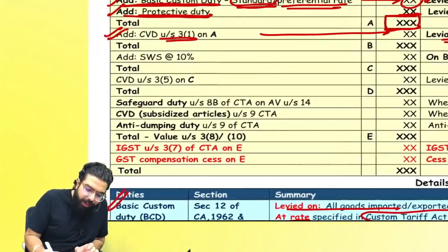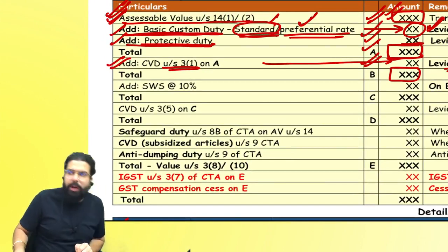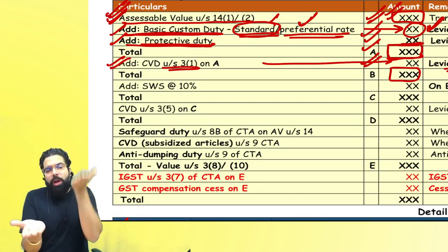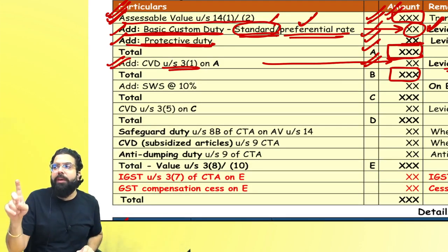The next one over here is the total. What is the total, everyone? Assessable value, basic custom duty, protective duty, total came. On the total, you levy CVD 3.1. Basically, on those items in India on which excise duty is there, if you import, how much excise duty is there, that much they are telling we levy as CVD 3.1. CVD 3.1 on alcoholic liquor for human consumption, the government goes ahead and notifies.